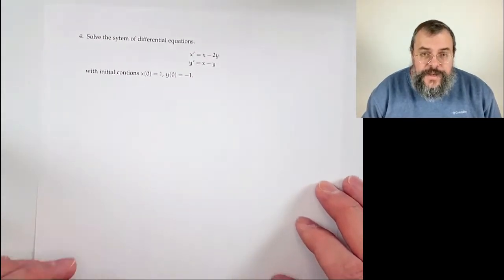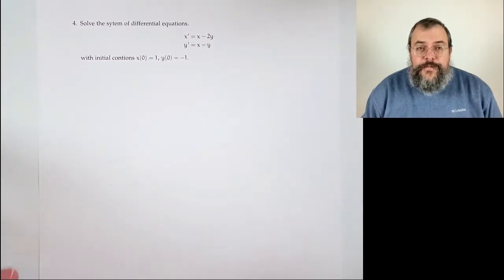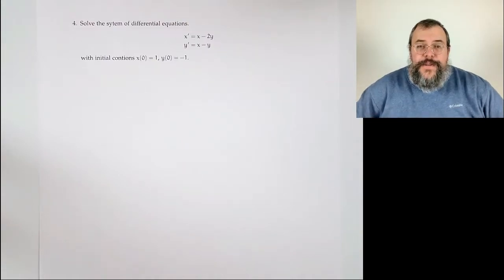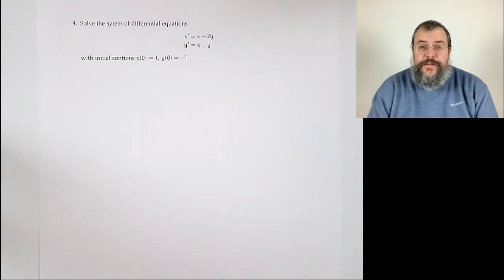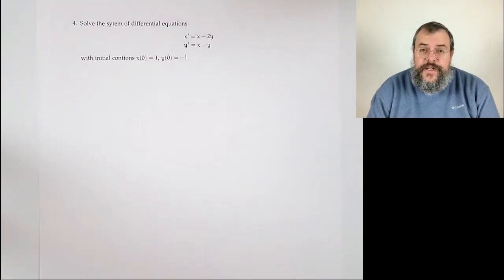Come to number 4. System. Solve the system of differential equations. X prime equals x minus 2y. Y prime equals x minus y. And with initial conditions, x of 0 equals 1. Y of 0 equals minus 1.